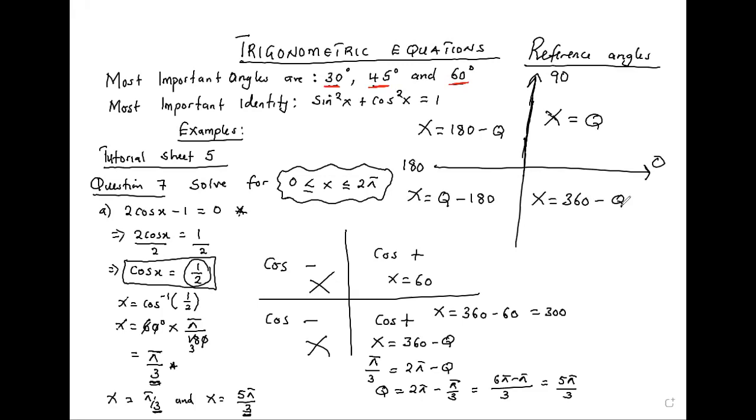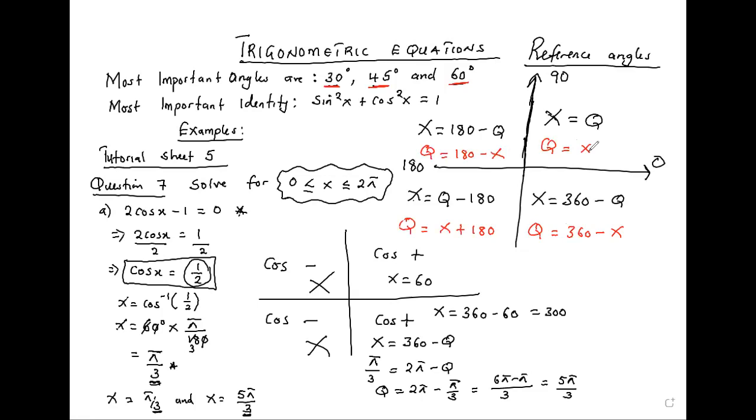Implying that if I now have x and I solve for theta, then theta here is equal to x plus 180. Theta here is equal to 360 minus x. And theta here is 180 minus x. And theta here is x.